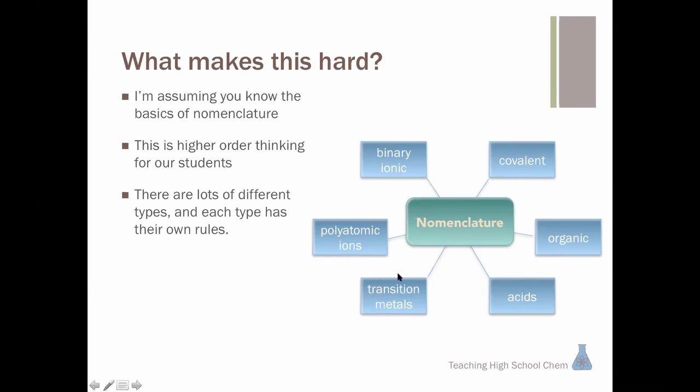And then we have transition metals with their Roman numerals, which are mostly in the D block, except for the ones that don't have multiple charges or the ones that are in the bottom. And then we got acids, and then we add organic, which I don't even bother covering in general chemistry. I don't cover organic chemistry in Chem 1. That's a whole other beast that I don't worry about. But there's all these different rules and all these different parts, and that just makes it difficult, to say the least. And so we need to help our students with that.